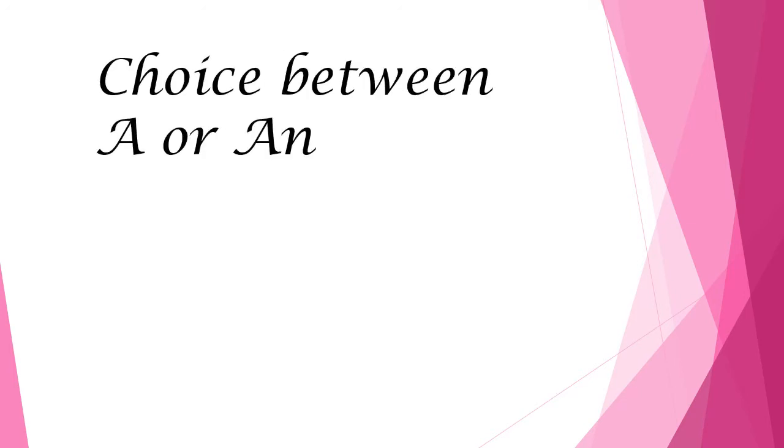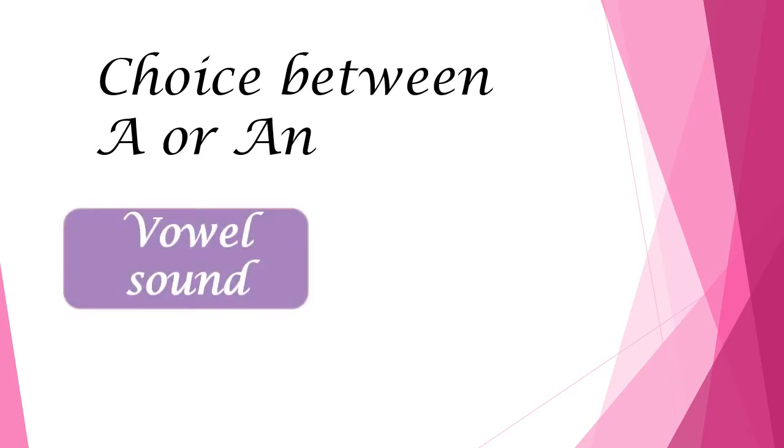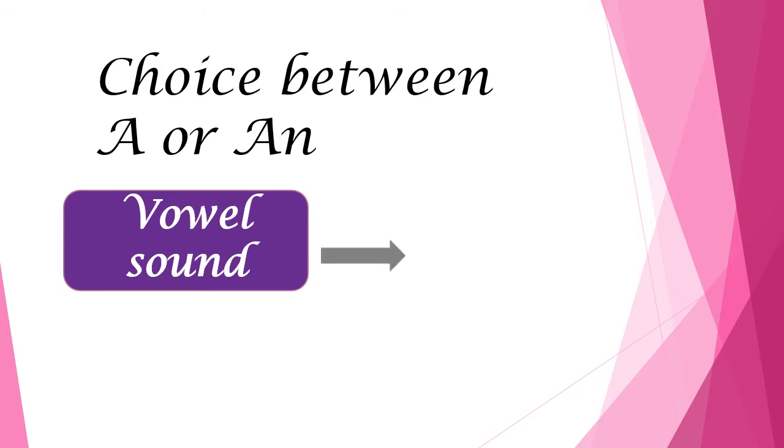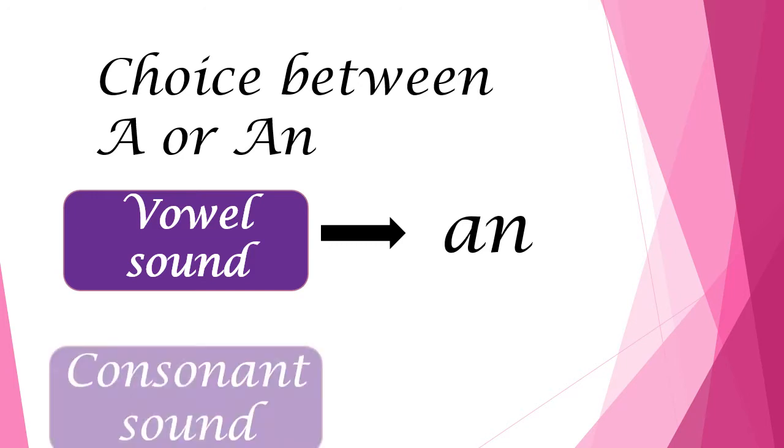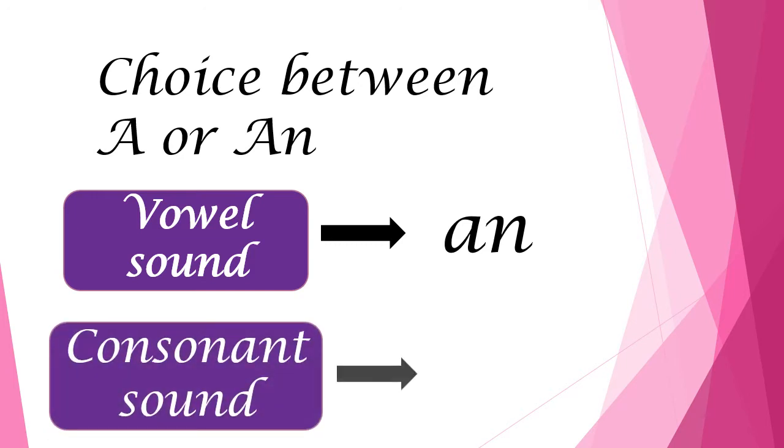Now, how to choose between a or an? The choice is determined by sound. Before a word beginning with a vowel sound, an is used, like an orange, while before a word beginning with a consonant sound, a is used, like a book.